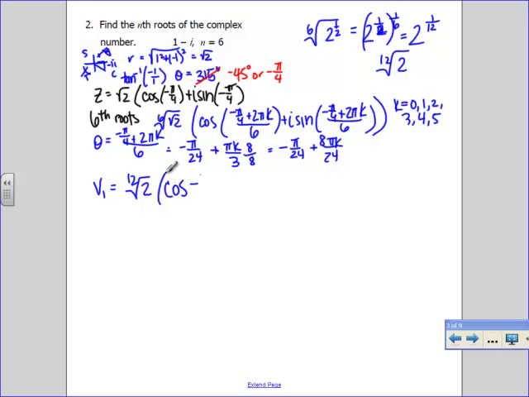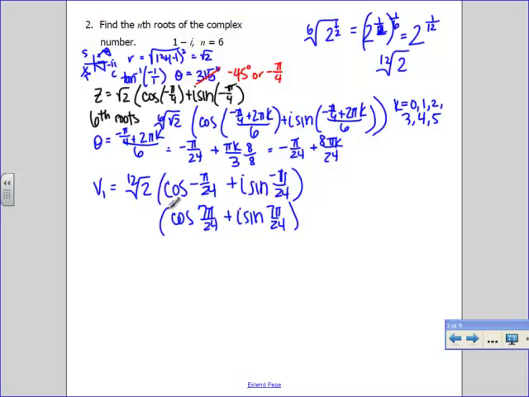Then cosine of negative pi over 24 to start, plus i sine of negative pi over 24. Then we keep going. We're adding 8 this time. So this is a negative 1 pi, plus 8 is going to give me 7 pi over 24 as my next answer. 12th root of 2. That's my second answer. I'm going to have 6 total answers. I'm adding 8 every time. V3 is going to be the 12th root of 2, cosine 15 pi over 24, plus i sine of 15 pi over 24.